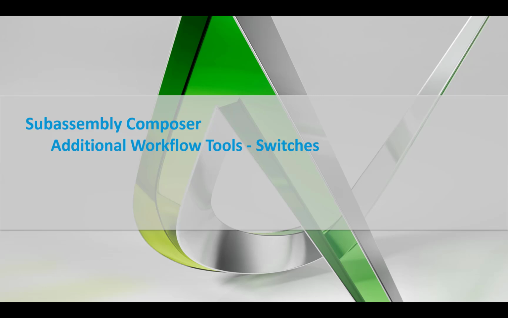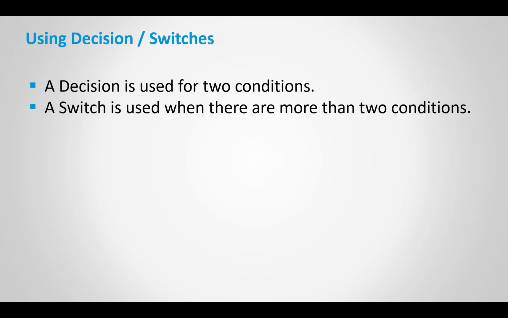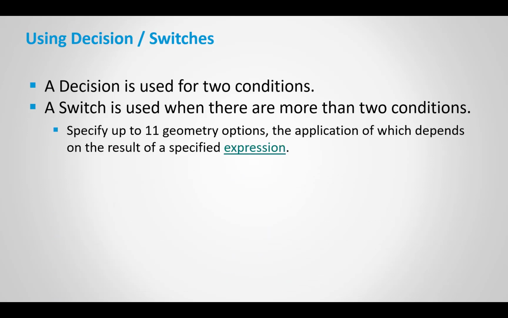Hello. For this session, we're going to look at an additional workflow that is referred to as switches within Subassembly Composer. So in Subassembly Composer, you have decisions and you have switches. A decision is typically used for just two conditions, so an if condition: if it's a cut, do this, if it's a fill, do this type of scenario. But a switch can be used for more than two conditions. It can be used to add up to 11 geometry options, and it all depends on the result of an expression that you can simplify.